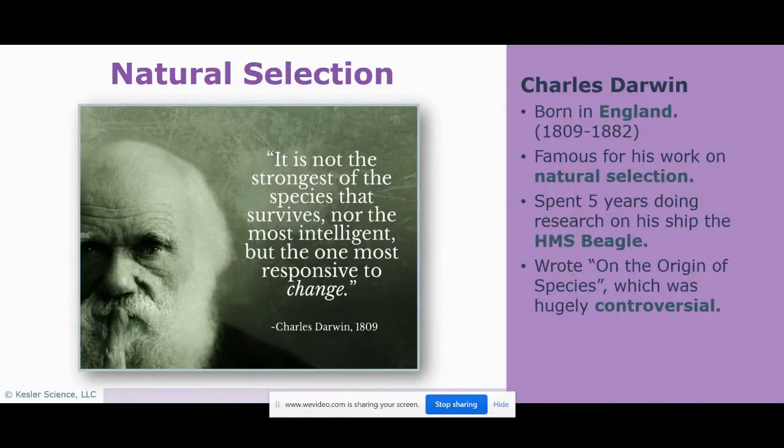This is Charles Darwin. Charles Darwin is very important to the concept of natural selection. He spent 5 years doing research on the HMS Beagle and wrote the book Origin of Species. In it, he explained how finches, which is what he studied when he did his work at the Galapagos Islands, had different beaks depending on where they lived and the food sources that were available to them.